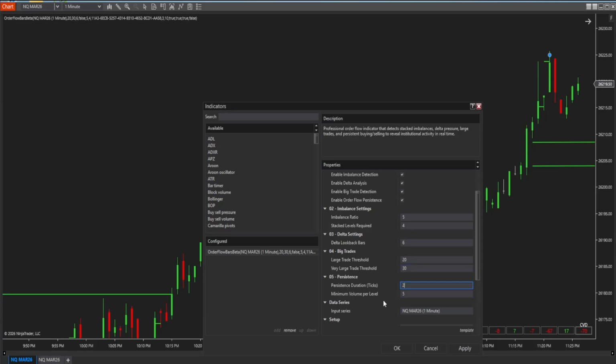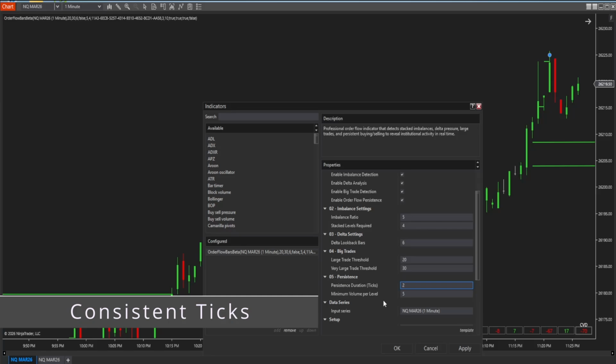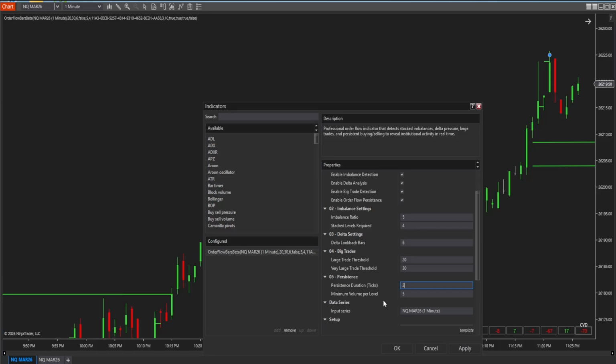So if we have 5 contracts and it ticks up, 5 contracts are buy and it ticks up, it has to tick up a second time with 5 contracts. Then it cannot tick down as a sell. It has to be 2 ticks up. So it has to tick up once, tick up again with 5 minimum volume for each tick for it to show. So if we tick up and then we tick down, it's not going to show.